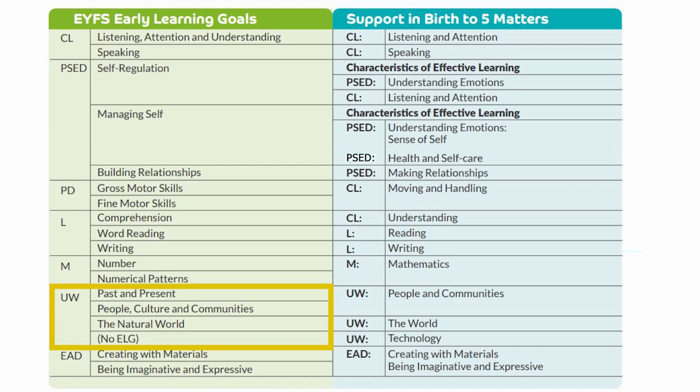In Understanding the World, the new EYFS has the areas past and present, people, culture and communities, the natural world, and no ELG for technology. In the Birth to 5 Matters document, we have people and communities, the world, and technology, so much like the old Development Matters document. However, these all go towards supporting the early learning goals.